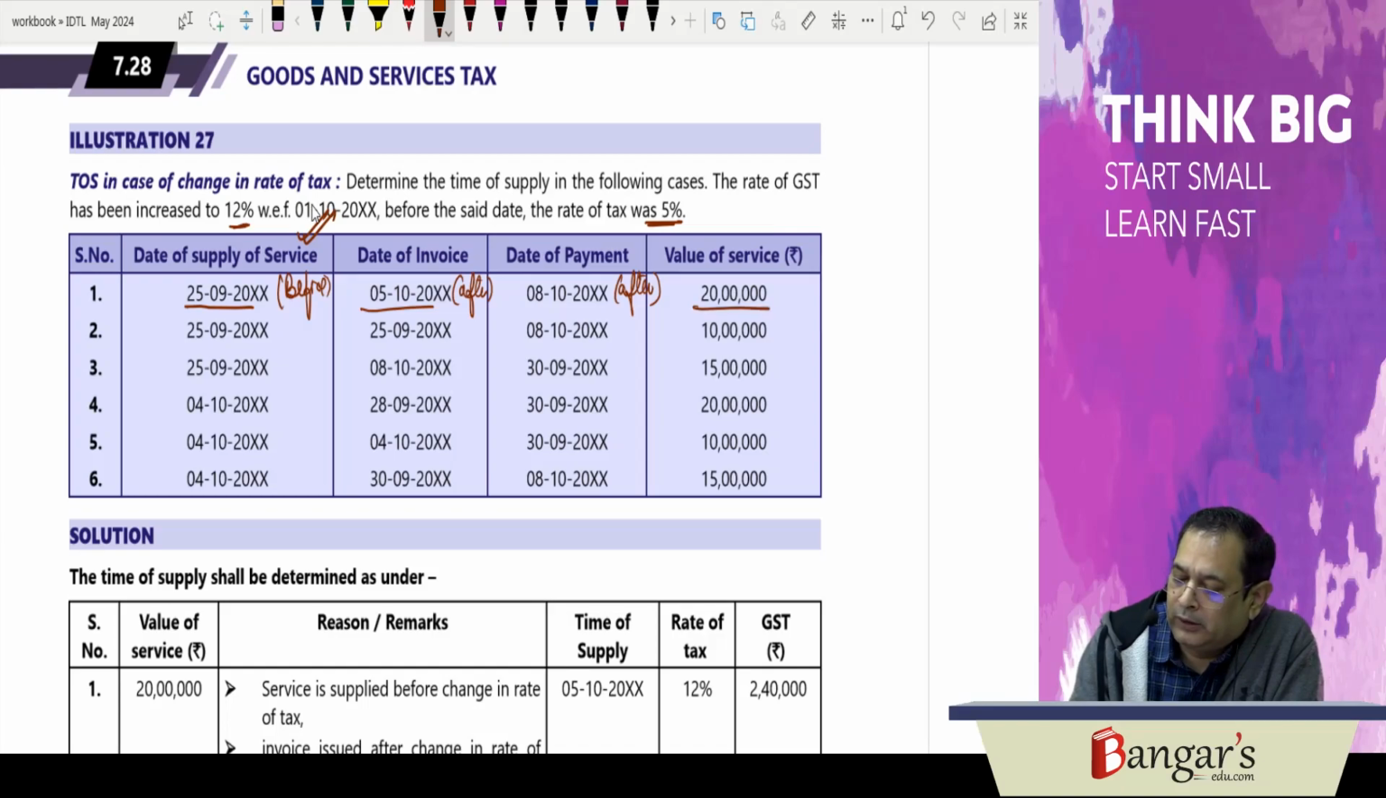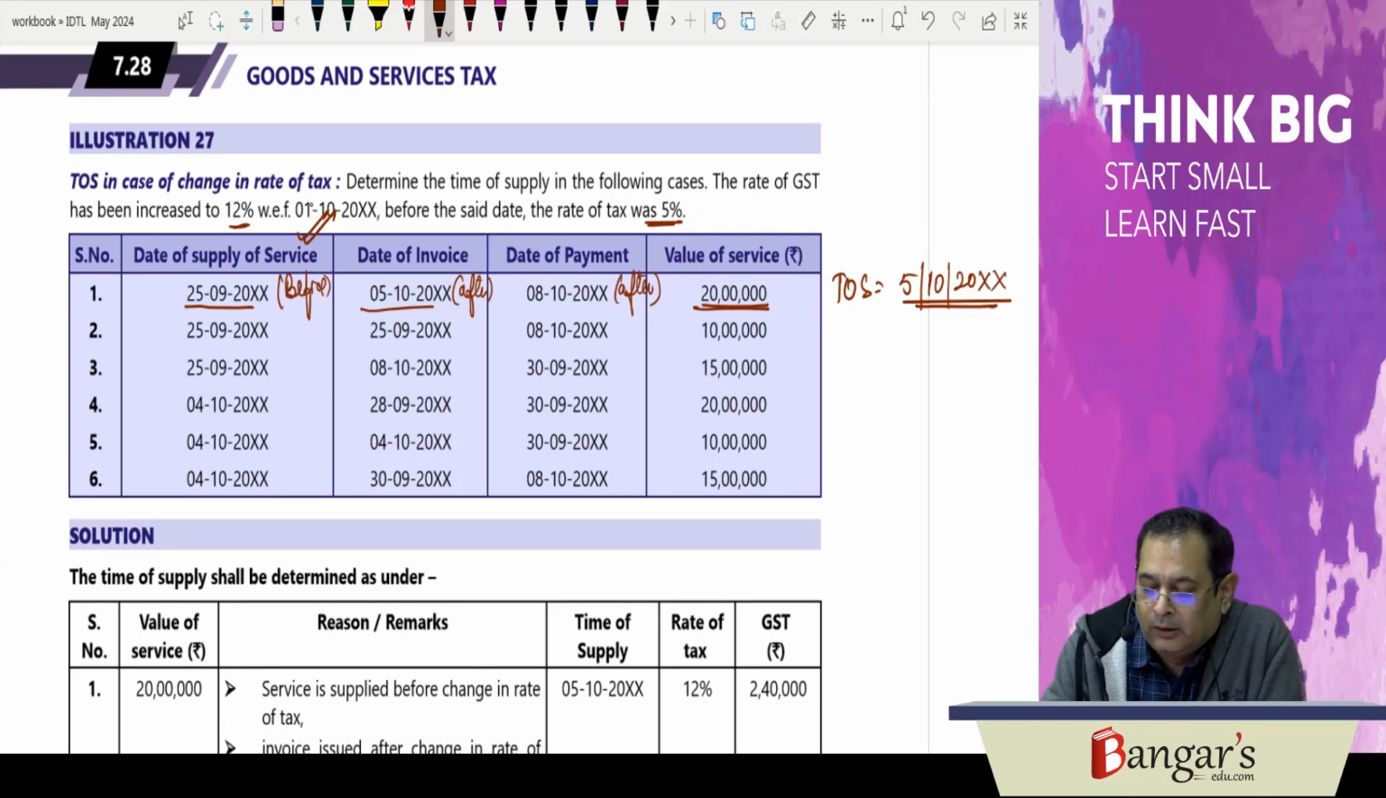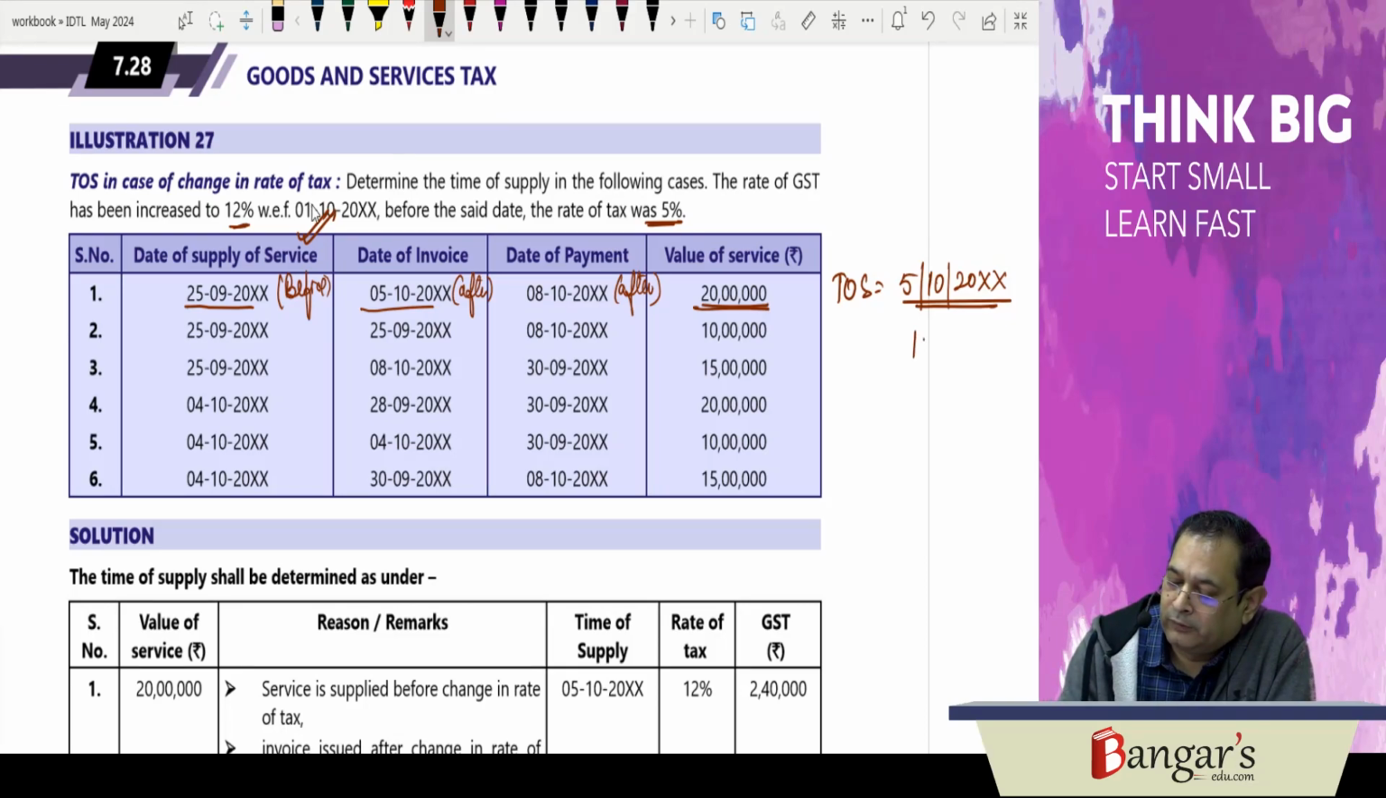The value of service is 20 lakh rupees. So which rate will be applicable? What is the time of supply? Date of issuance of invoice or date of payment, whichever is earlier. So TOS in this case will be what? Time of supply will be 5th of October, date of invoice or date of payment. And the new rate of 12% will be applicable.